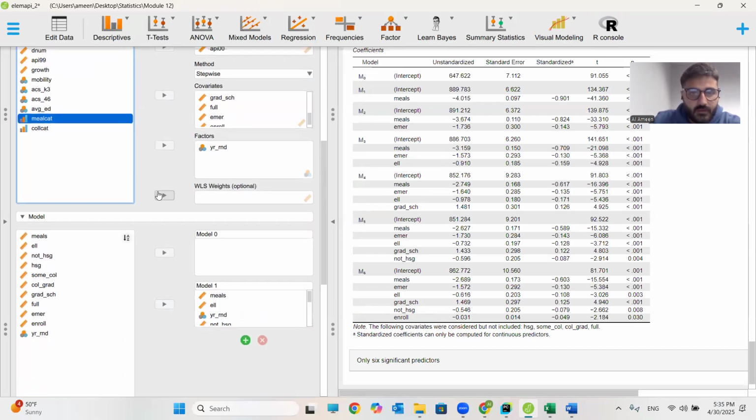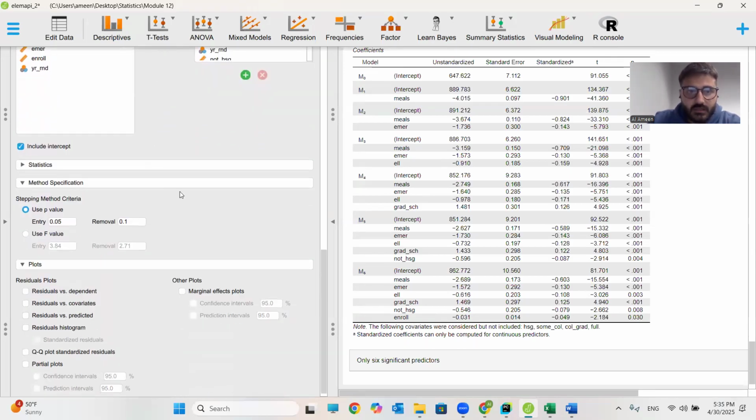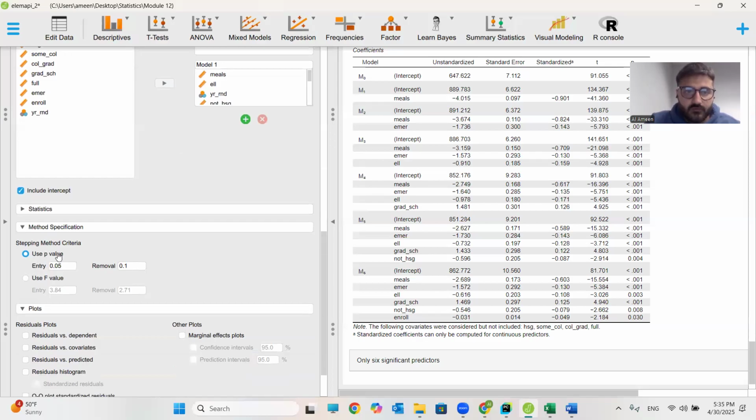Before I continue with my analysis, I want to mention that in my method specification, I only asked JASP to use predictors with a p-value lower than 5%, meaning they have a significant p-value, which means they have some kind of correlation. So any predictor with a p-value higher than 5% was not added here in the models.